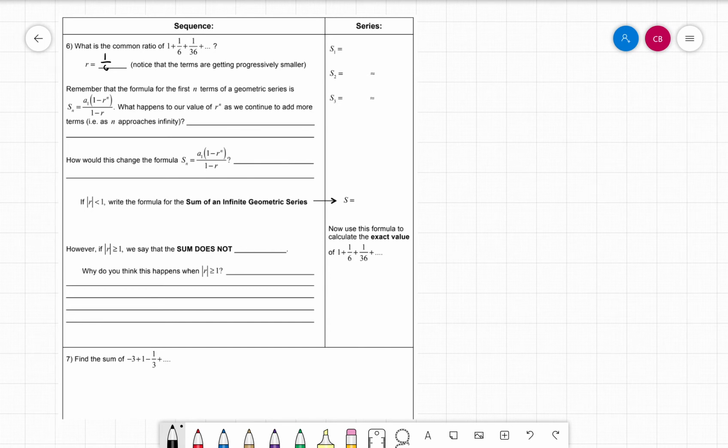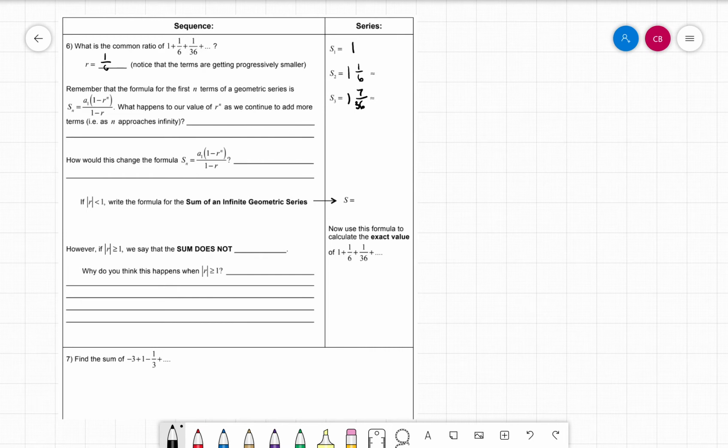So the first term is 1. 1 plus 1/6 is 1 and 1/6, which I don't know what that is off the top of my head. I'm not going to estimate it. Plus 1 and 1/36. Uh-oh. So this is 1 and 7/36, I believe. And so it's a little bit bigger, but not much.